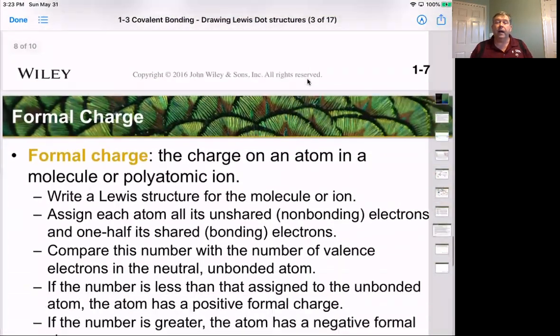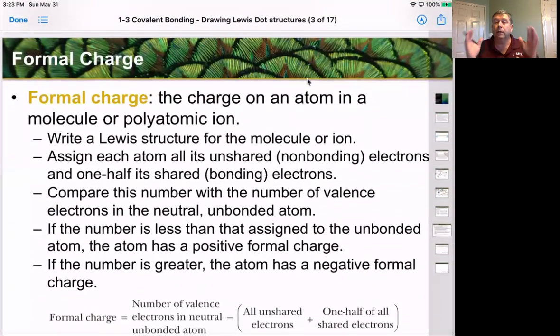Okay, so now let's say you've drawn your Lewis dot structure and arranged it correctly, but there doesn't seem to be the right number of bonds here and there. That could happen, because you can have shared or unshared electrons that are or are not bonded to an atom. When that happens, we can have a charge on the atom. We call that a formal charge: if it has too many electrons on it, it'll have a negative formal charge. If it has too few electrons, it'll have a positive formal charge.